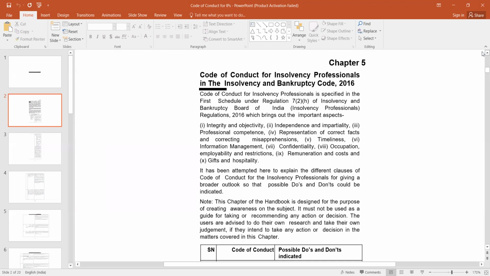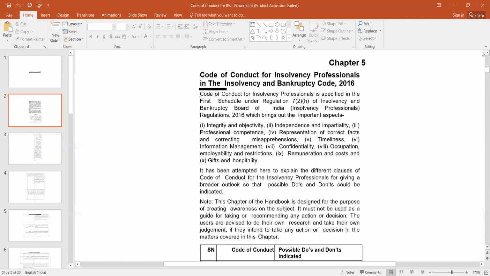So let us read this code of conduct word by word, and we will try to envisage what sort of situations could be covered. So your participation is equally important in this session. What it says is that the code of conduct for insolvency professionals is specified in the first schedule under regulation 7(2)(h) of the Insolvency and Bankruptcy Board of India, insolvency professional regulations.